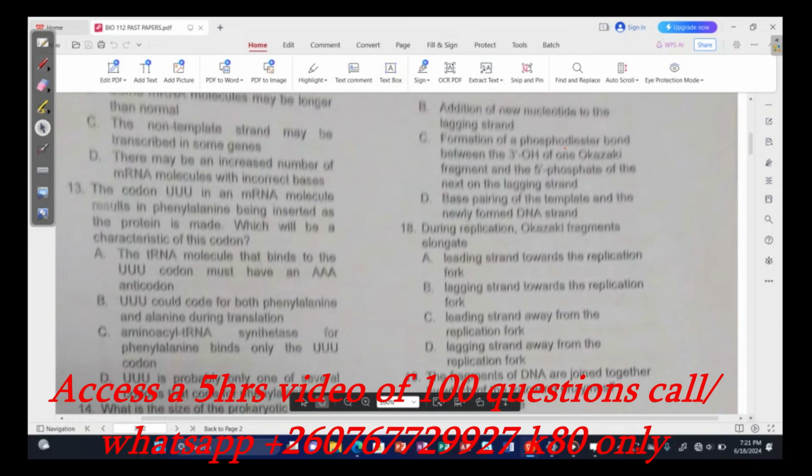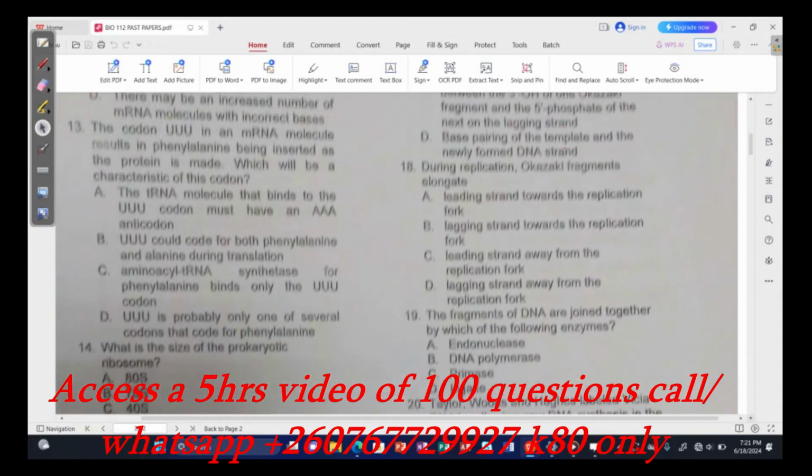Then let me see, this page is blurry, so let's see if we can catch up. Question 13 says the codon UUU in the messenger RNA molecule results in phenylalanine being inserted as the protein is made. Which will be the characteristic of this codon? So we are saying that the tRNA molecule that binds to this codon must have the AAA anticodon.